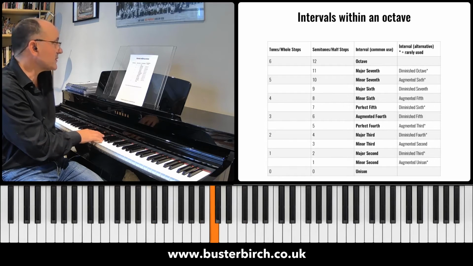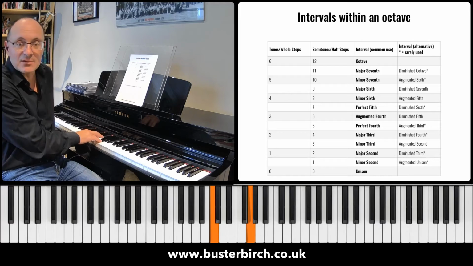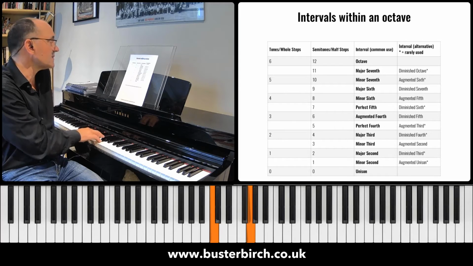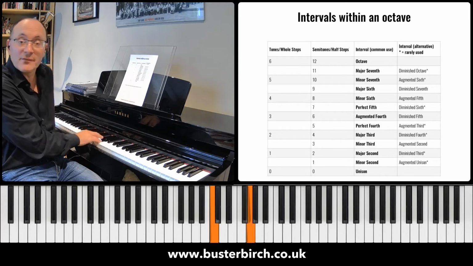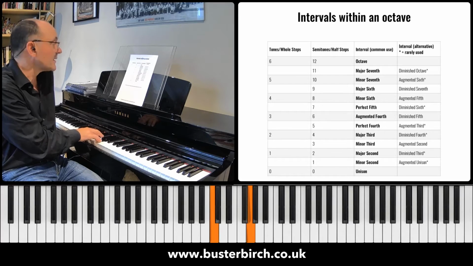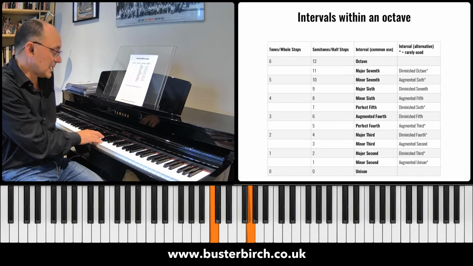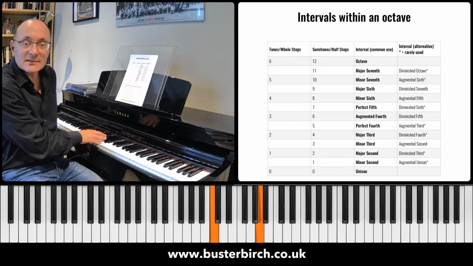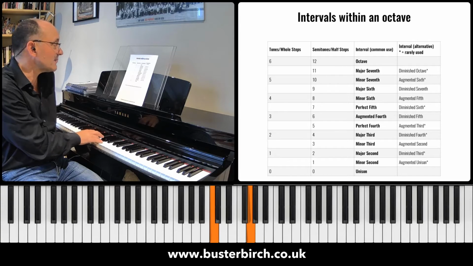Okay, next interval is 7 semitones, and that is our perfect fifth. Our perfect fifth. Technically, if you had an A double flat, then you could refer to that as a diminished sixth. Very unlikely, but that's possible.